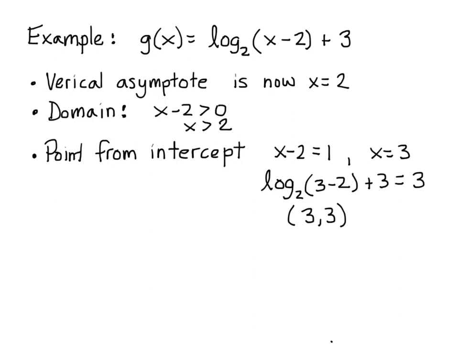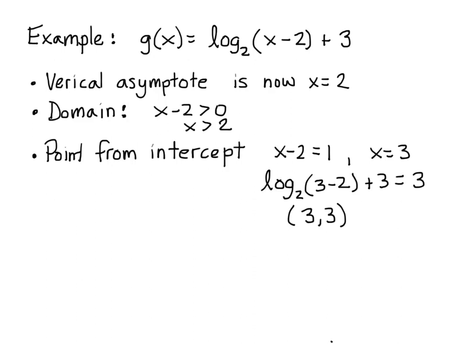So when we stick 3 in this expression, we get 3 minus 2 is 1. So the log base 2 of 1 is 0, plus 3. So g of 3 equals 3. So that's how I get that point, because I know that's an easy calculation for me to do, and all I have to do is set it equal to 1.